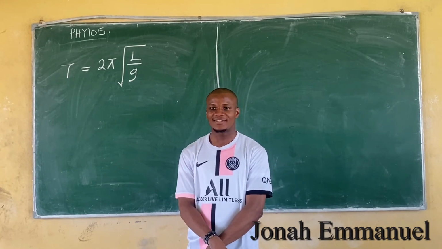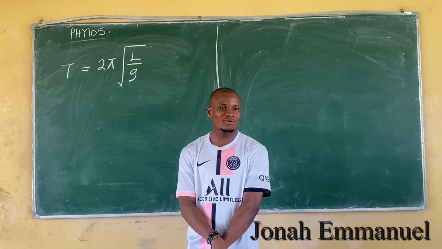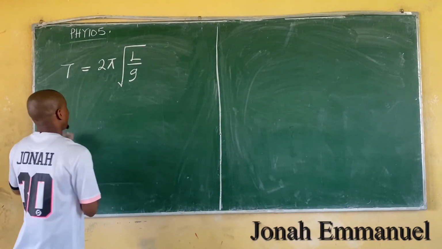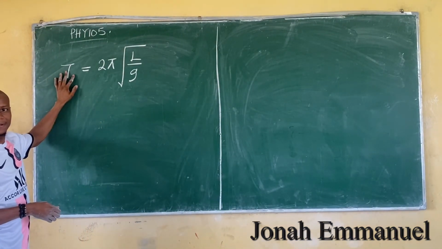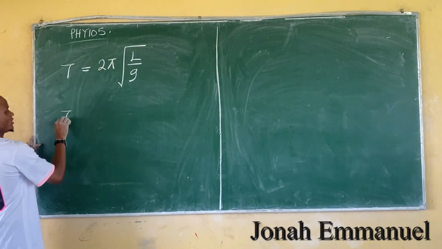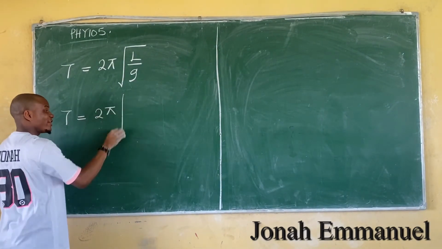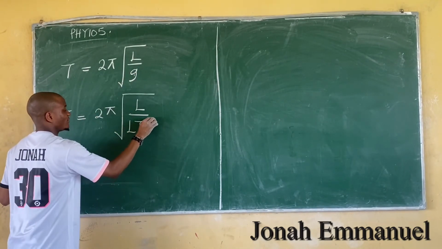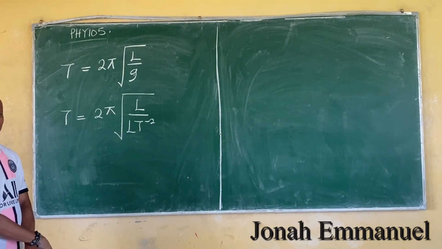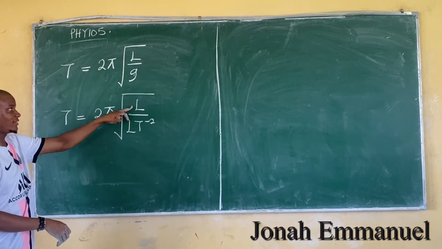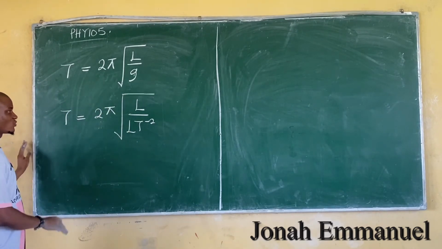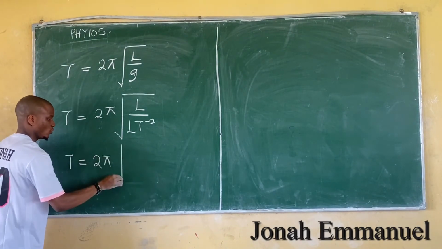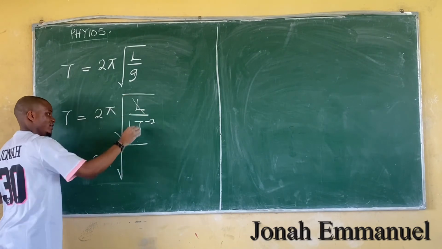Can we solve this? It's only one square root. Can we do it? Alright, please. Period, what's the dimension of period? T. It becomes T is equal to 2 pi square root of length over gravity, L to the power minus 2. We good? Work this out. Look at it this way: from here, L cancels L.